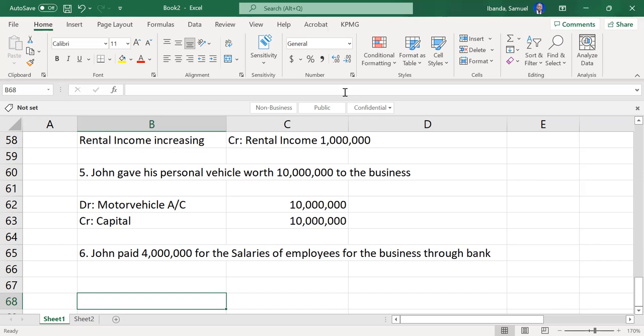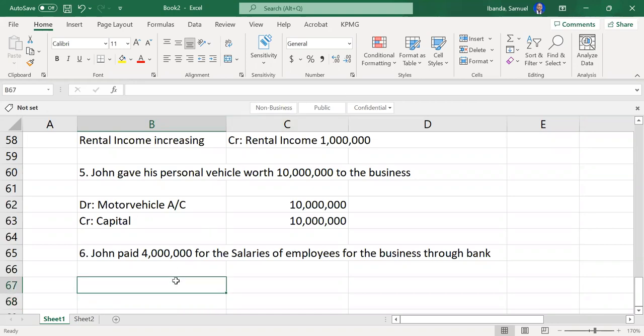We have to ask ourselves, what are the transactions involved? Like what are the two accounts that come into play here? So if this was through bank, then bank is increasing or reducing. Since it is us that are paying salaries, in this case, bank will reduce. Our money on the bank will reduce as this money is paid out.